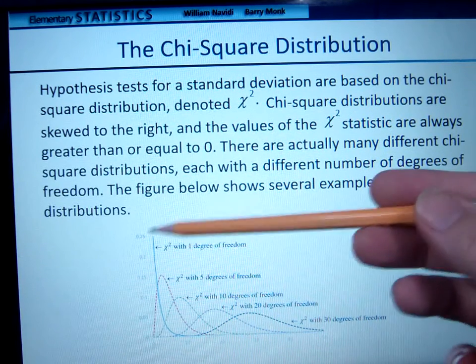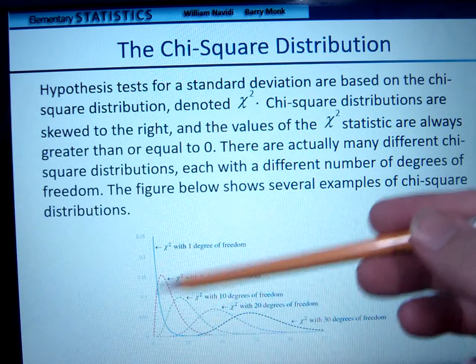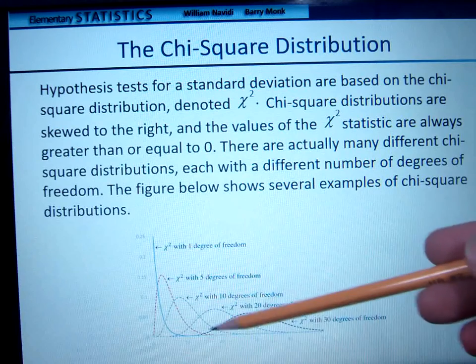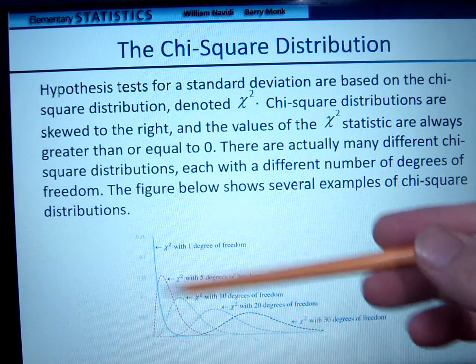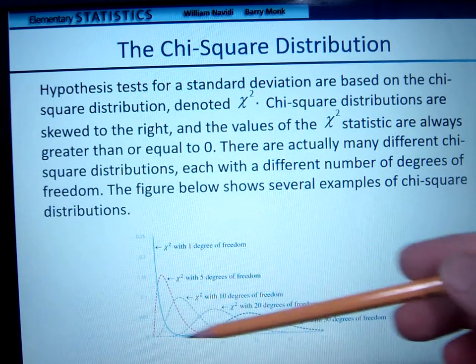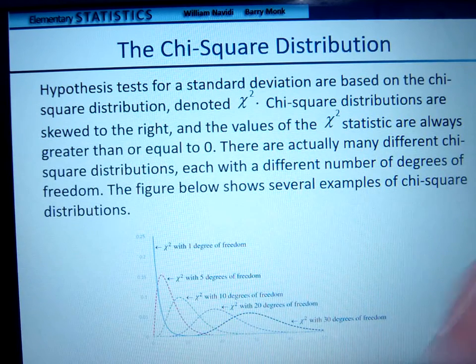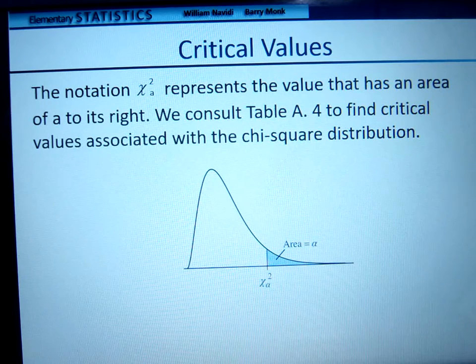Here we have degrees of freedom of 1, 5, 10, 20, and 30. The notation chi-squared sub A represents the value that has an area of A to its right. We consult table A4 to find the critical values associated with the chi-squared distribution.